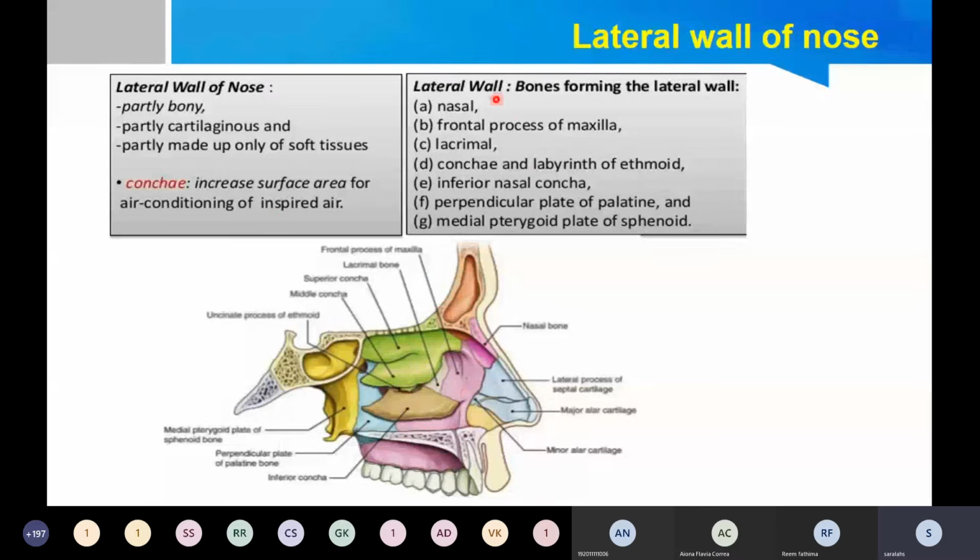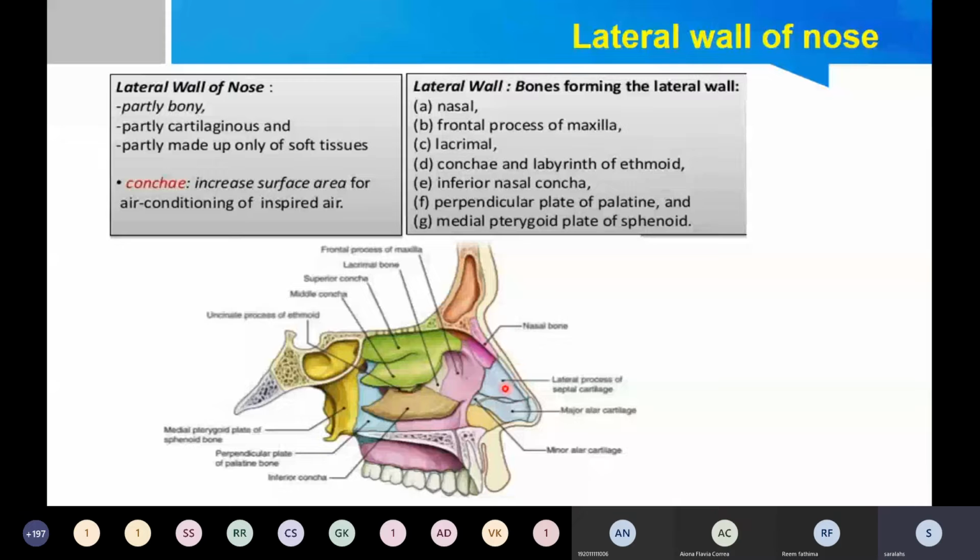What are the bones which form the lateral wall of the nose? I already mentioned the nasal bone, which forms the nasal bridge along with the frontal process of maxilla, and the lacrimal bone. And the concha is part of the ethmoid, and this is the inferior concha.